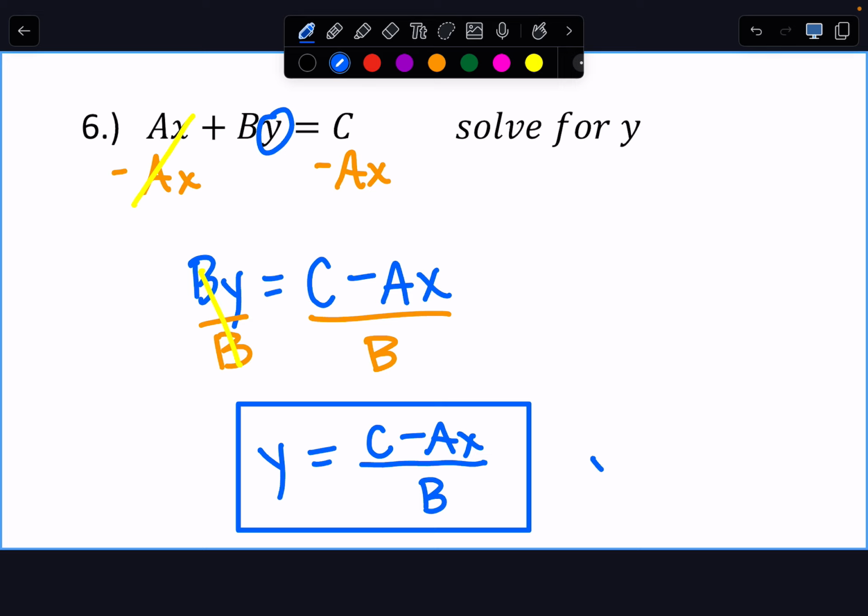Now, if you decide to write it as C divided by B minus A divided by B X, that does mean the same thing. But since we're not working with the actual number, I think this way is probably better for you to leave it.